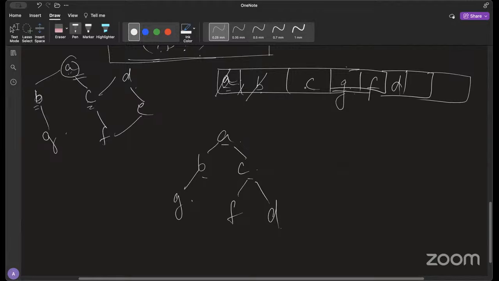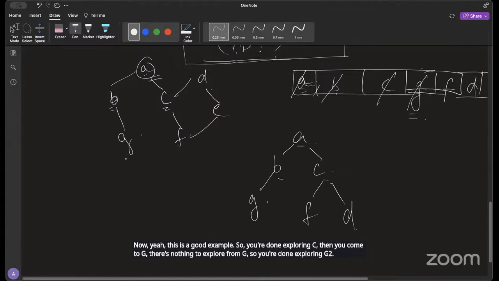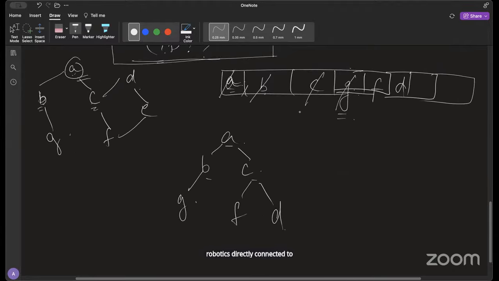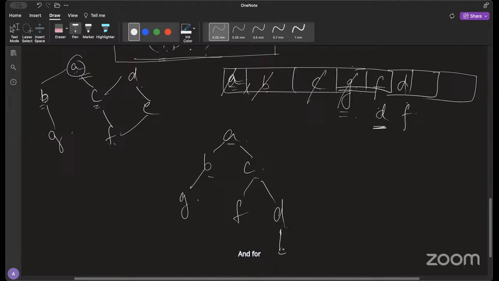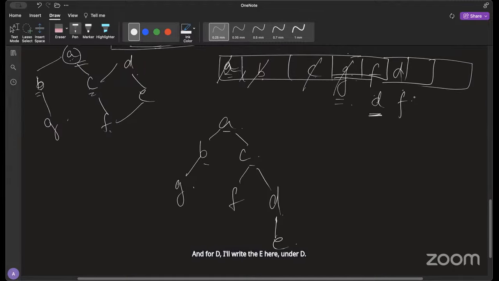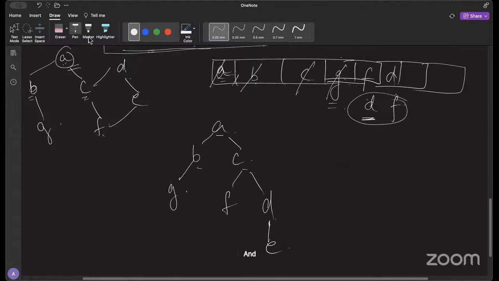Yeah, this is a good example. So you're done exploring C, then you come to G. There's nothing to explore from G, so you're done exploring G too. No vertex is directly connected to G, right? So G is also done. Then you come to F. Now you have written F and D, right? If I write D and F here, then I'd start with D, and for D, I'll write E under D. If this is the order, then I should be making this tree. And if FD is the order, then I should be making this tree.